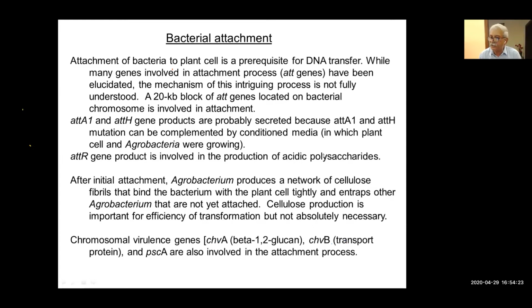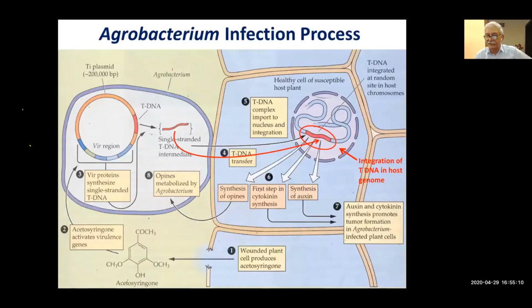And these polysaccharides, you know, cellulose is a polysaccharide of glucose. That acidic polysaccharide helps the bacteria to attach to the plant cell through these cellulose microfibrils. Okay, forget the other genes; those are not that important, but the important ones are the ones which are already discussed. In addition to that are Att-A1 and Att-H, which are involved in binding of the bacterial cell to the cell wall so that the T-DNA can be transported to the nucleus of the plant cell.